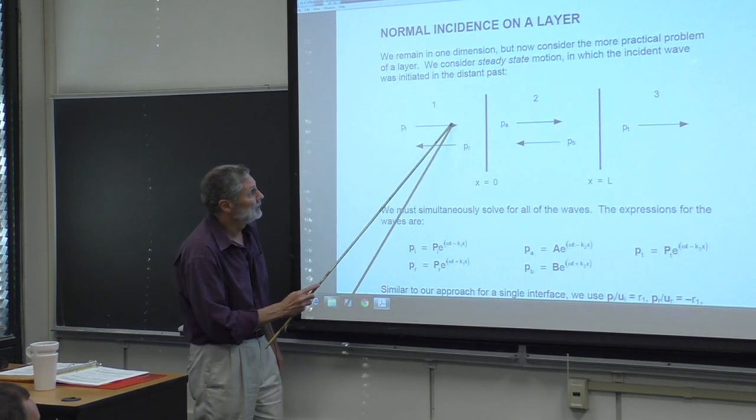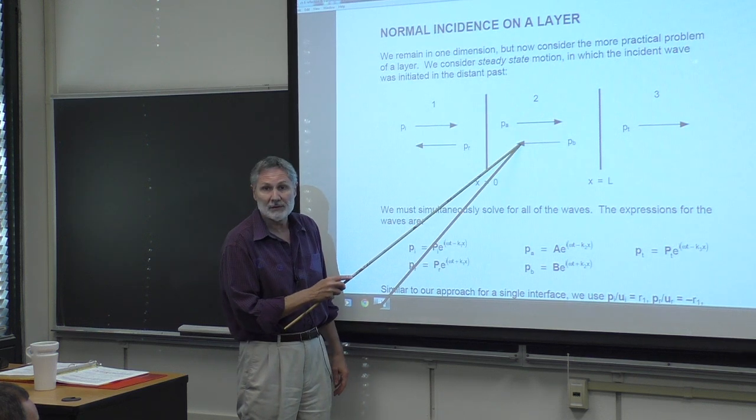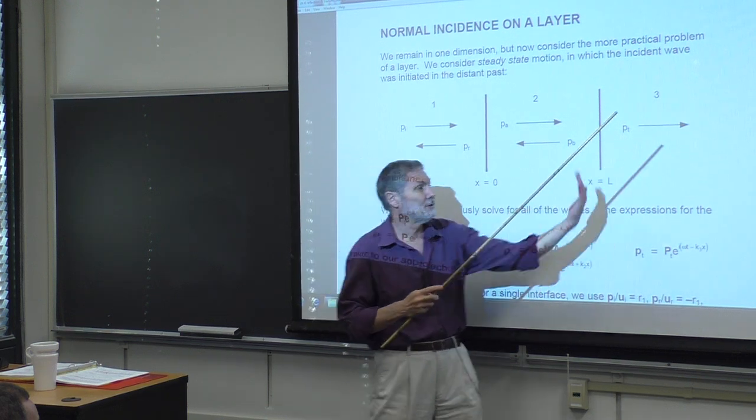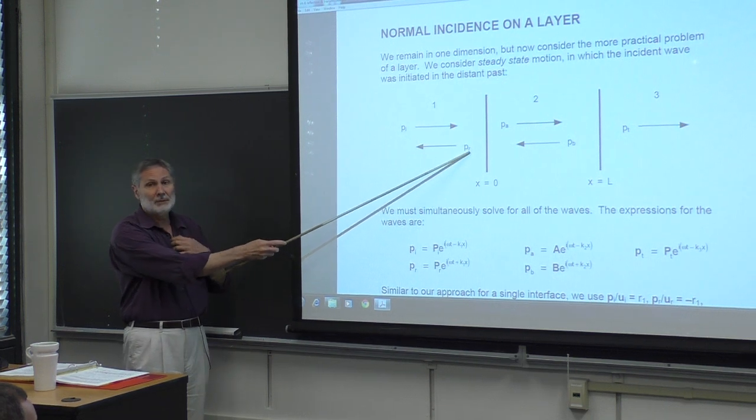This pressure comes in here. There'll be a constant amplitude of the right traveling wave. There'll be a left traveling wave. It'll have constant amplitude. There'll just be a right traveling wave here, because we're assuming nothing's coming in from infinity. Here we have to deal with both. In general, there's going to be reflections there.